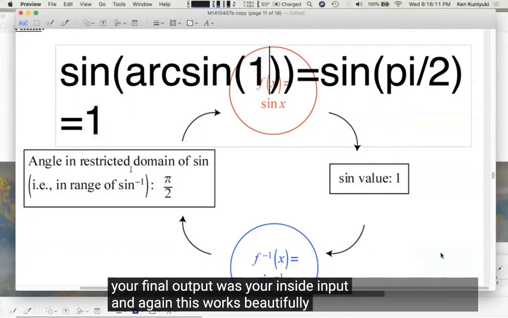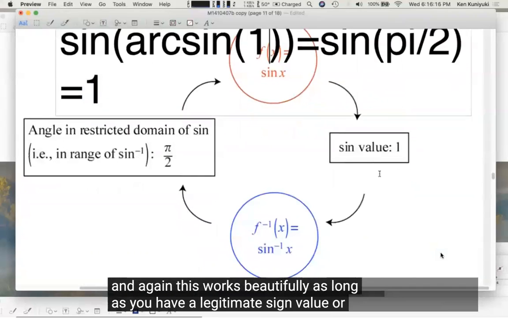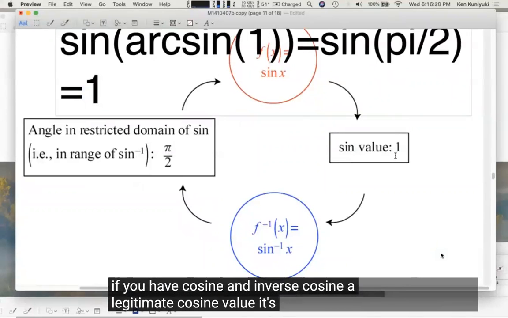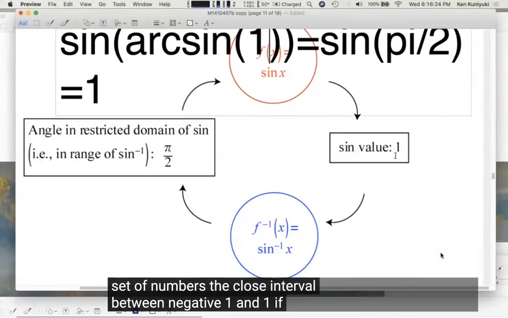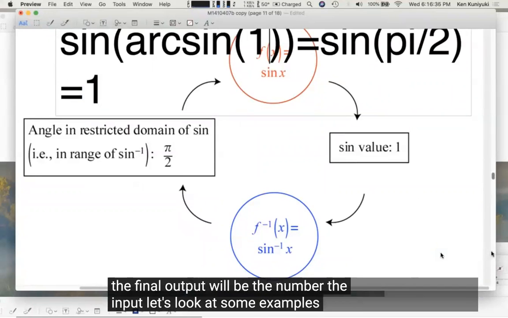And again, this works beautifully as long as you have a legitimate sine value. Or if you have cosine and inverse cosine, a legitimate cosine value, it's the same set of numbers, the closed interval between -1 and 1. If you're dealing with tangent and inverse tangent, this could be any real number. And then the final output will be the number, the input. Let's look at some examples.